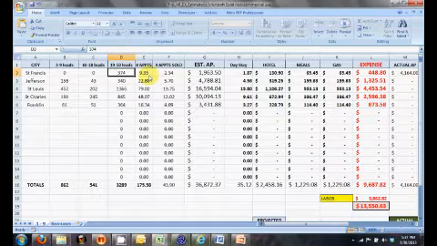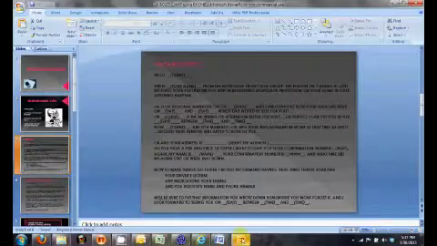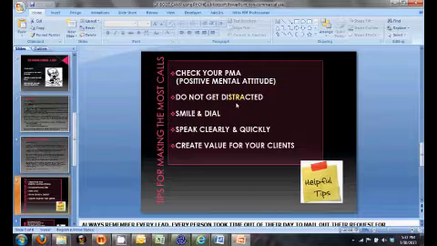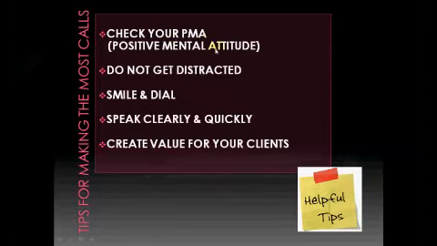Okay, so what needs to happen? Once we start setting up for making the call, once we start making the calls, we need to check our positive mental attitude. We need to be ready to make those calls. We got to know that 10 calls is not going to work.